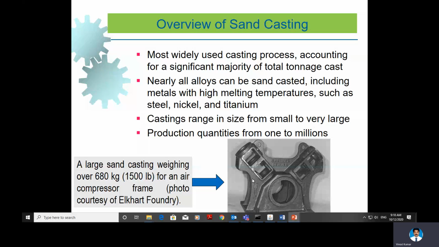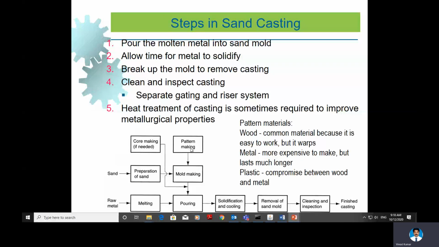Steps in sand casting, which we already discussed before. We have to make a pattern first. Pattern will have the same shape as the product to be produced. Pattern materials are normally wood, metal, or plastic. And this pattern is used for making a mold. The mold, or shape of the product, is produced with the help of pattern and sand. Sand is compacted around the pattern to produce a mold.